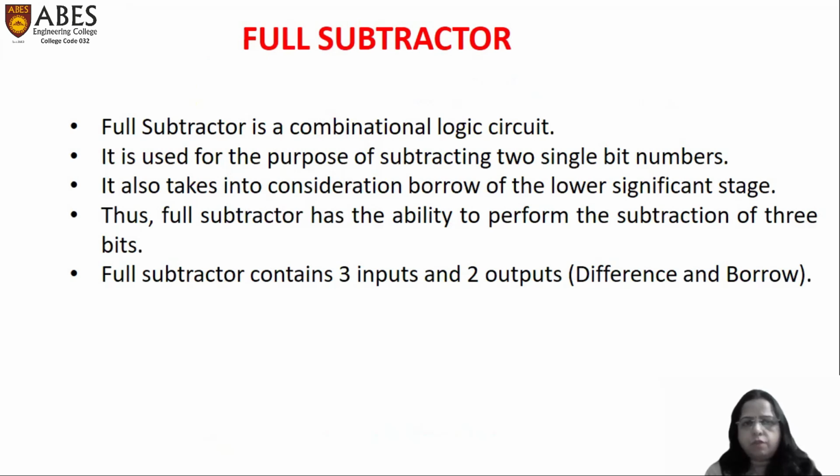Now we come to the full subtractor. The full subtractor is another combination logic circuit which is used for subtracting two single bit numbers. It also takes into consideration the borrow of the lower significant stage. So it is better than the half subtractor, and it has the ability to perform subtraction of 3 bits. Since it can subtract 3 bits, we have 3 inputs and 2 outputs. Again, the outputs are difference and borrow.